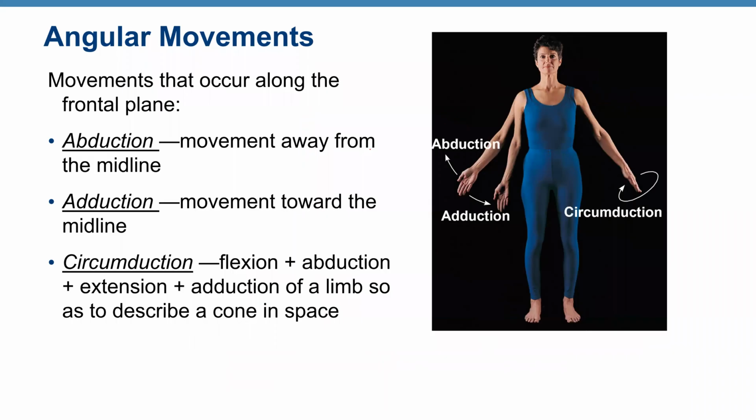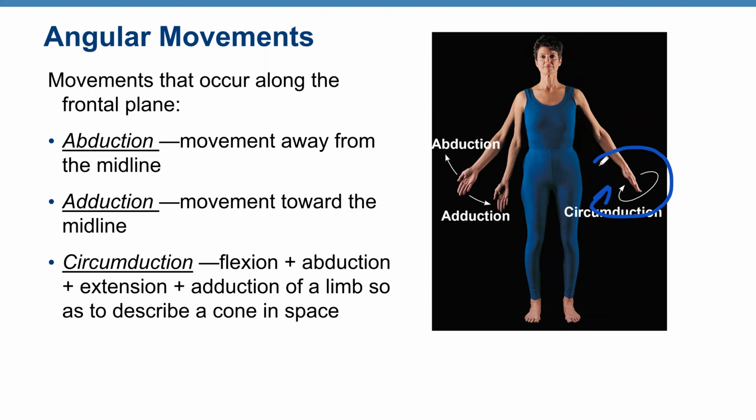Okay, so over here we have another angular movement, abduction, adduction, and circumduction. This movement occurs along the frontal plane. And abduction, like if a child was abducted, it's taking away. So you take your shoulder away from your torso, abduction. If you bring it back, that's adduction. Now, circumduction is when you add flexion, extension, adduction, and abduction.